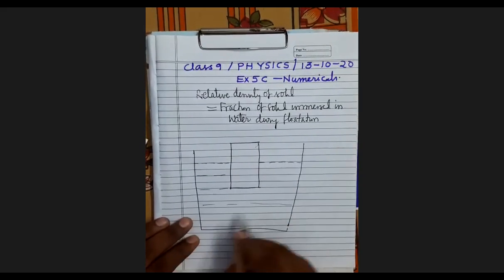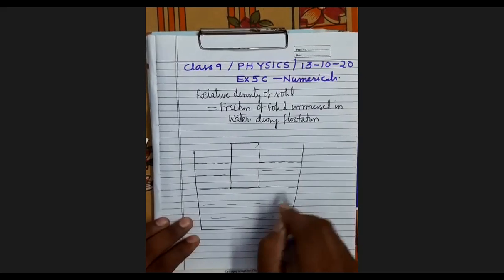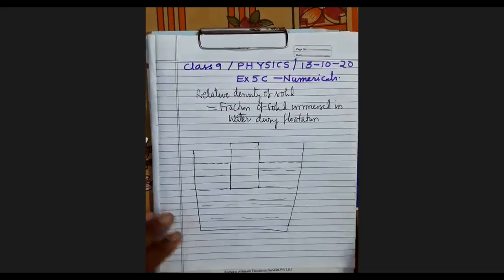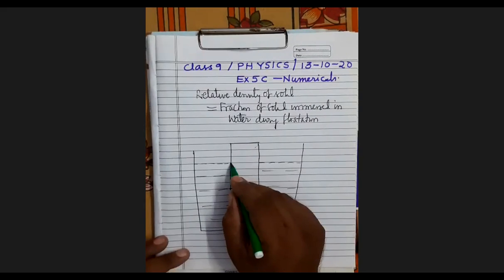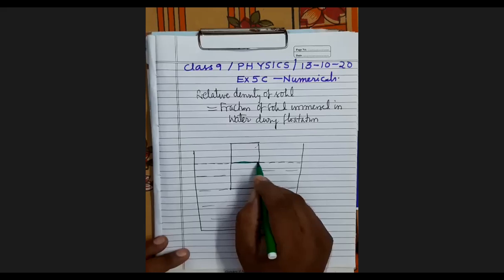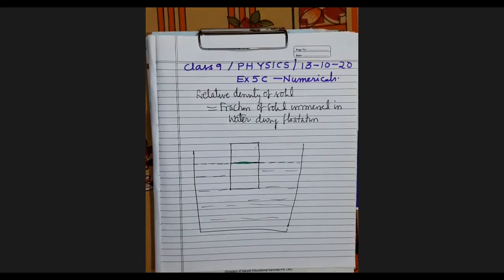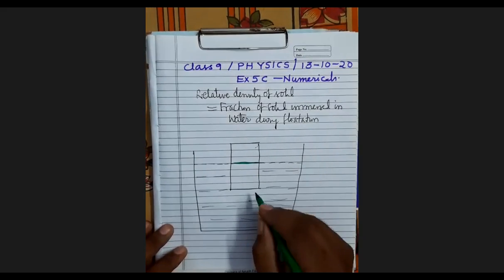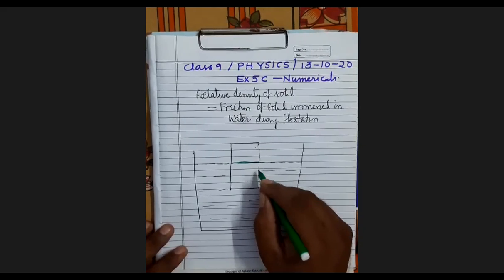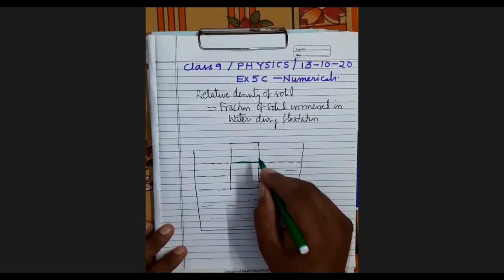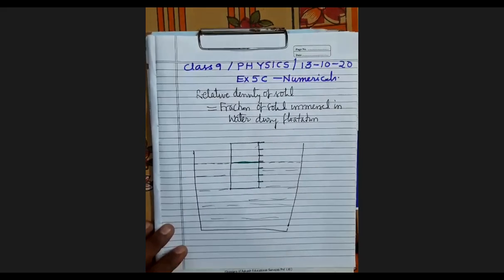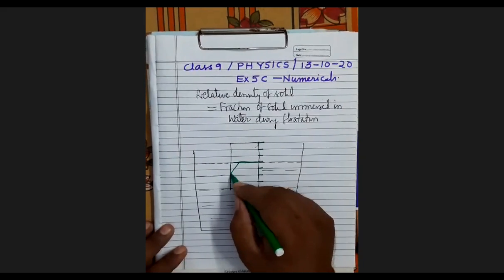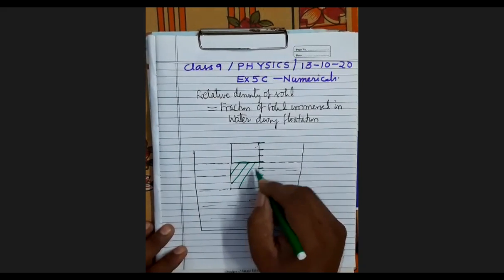This is the container containing water. And this much portion is immersed. You can see here what the fraction is. Total parts are 1, 2, 3, 4, 5, 6, 7. Out of 7 parts, how many parts are immersed?